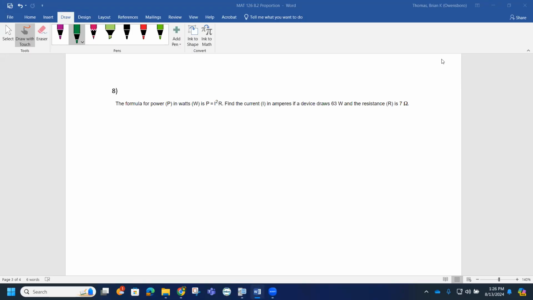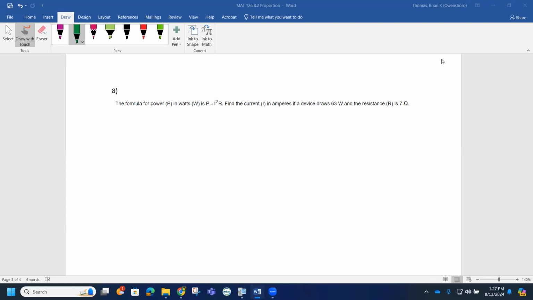So this is working with formulas. This is not necessarily proportion math here. So this says the formula for power in watts is P equals I squared times R. Find the current I, which represents amperes, if a device draws 63 watts and the resistance R is 7 ohms.